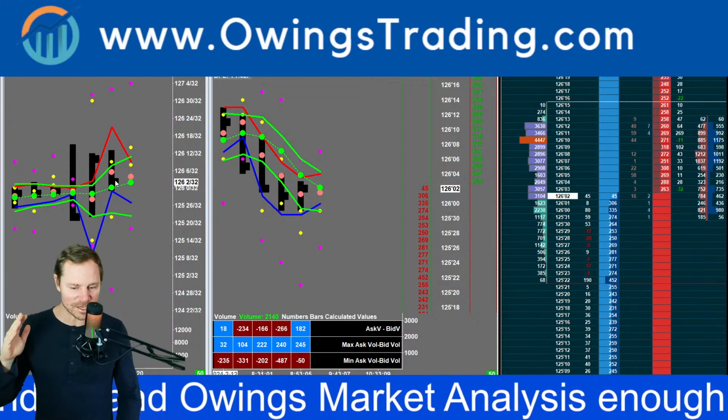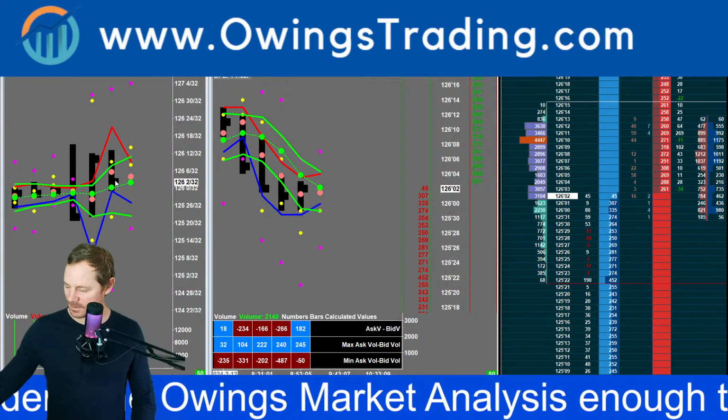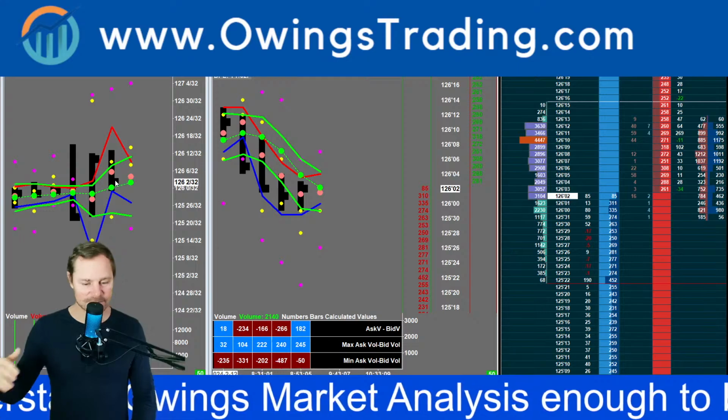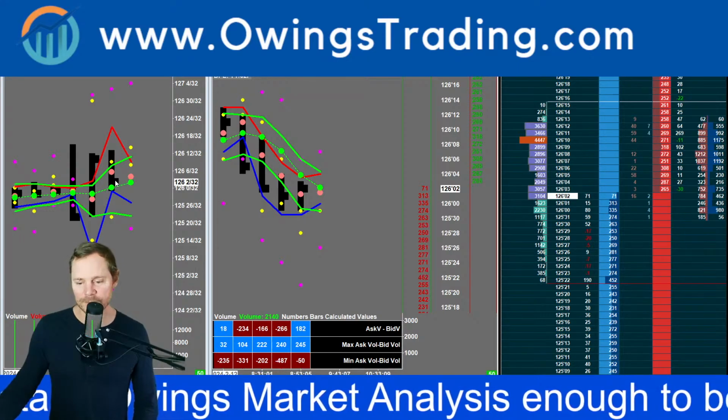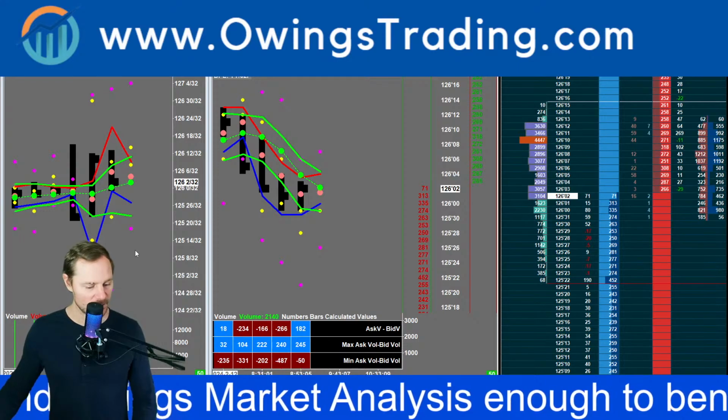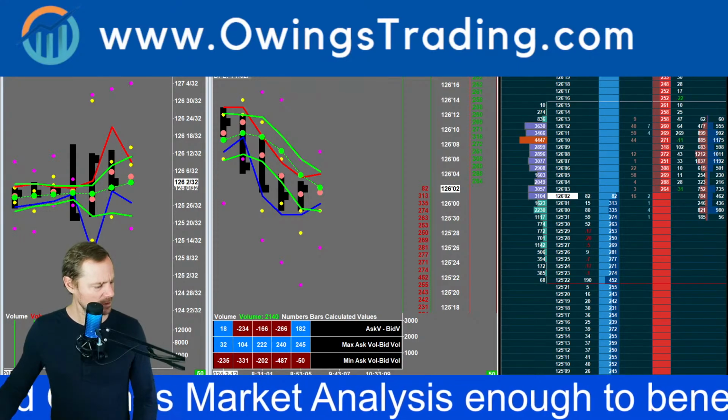Time-based charts suck. They're okay if you want to look at the hourlies like we're doing and just get a sense of where things are generally. But in terms of picking off great trades, the volume-based charts are just so much more powerful.